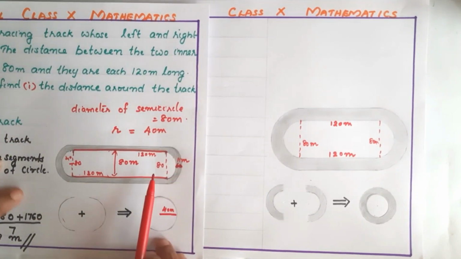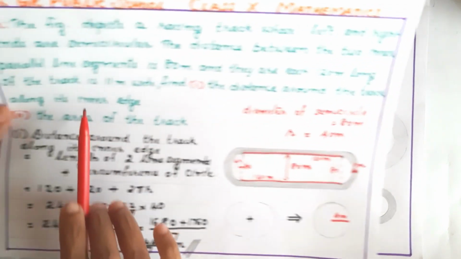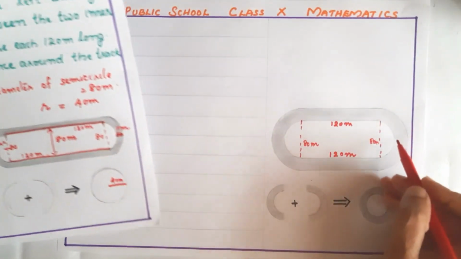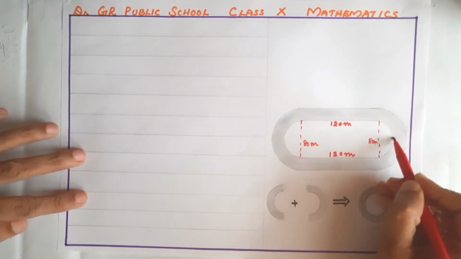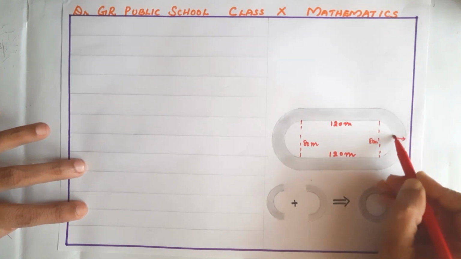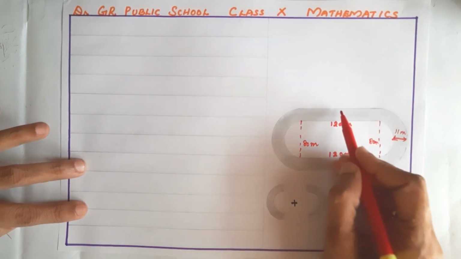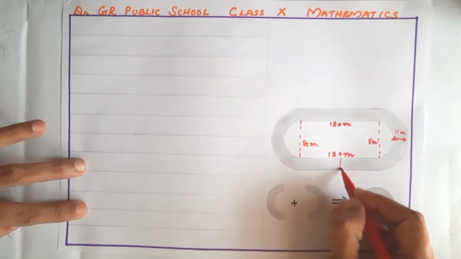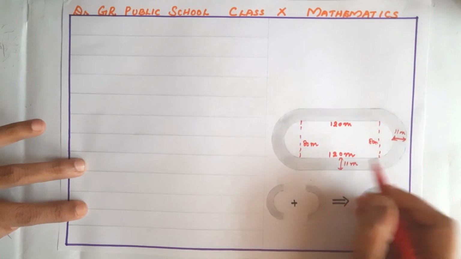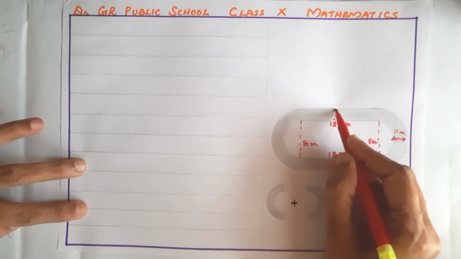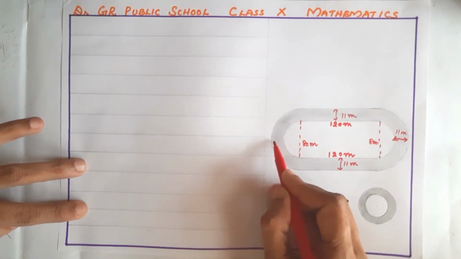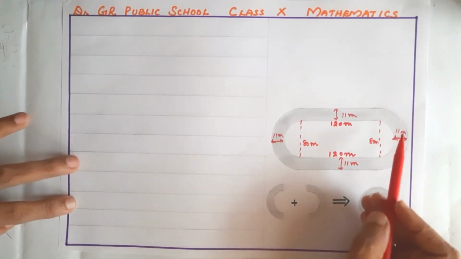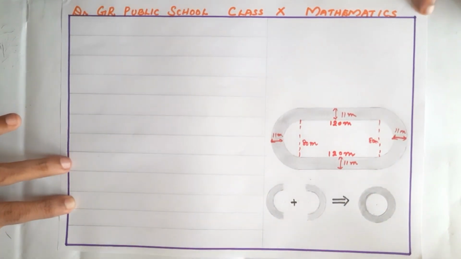Okay, then one more measurement we have, the width of the track. For this question we are given that the track is 11 meter wide. Okay, that means this is the track. This width is given as 11 meter. So everywhere it is 11 meter. This also 11 meter, and this also 11 meter, and here also 11 meter. Okay, we have to find out the area of this shaded region.